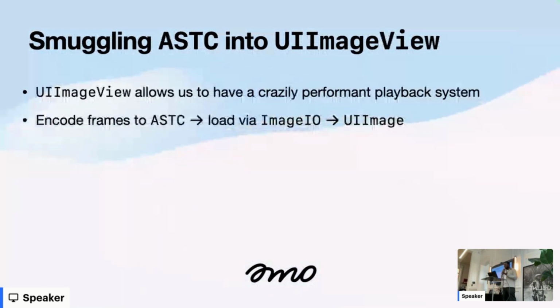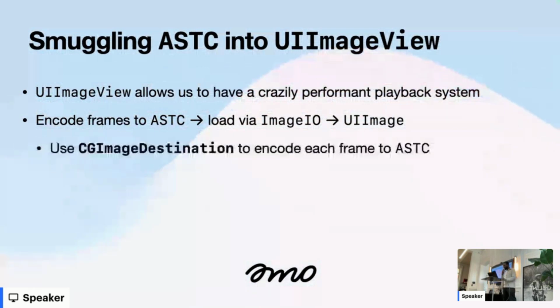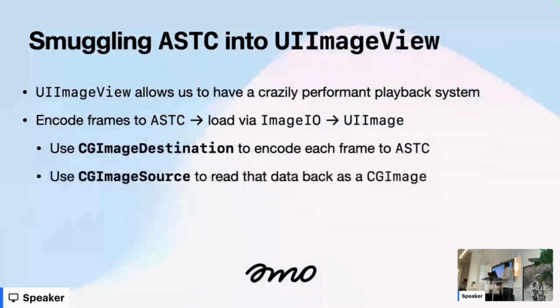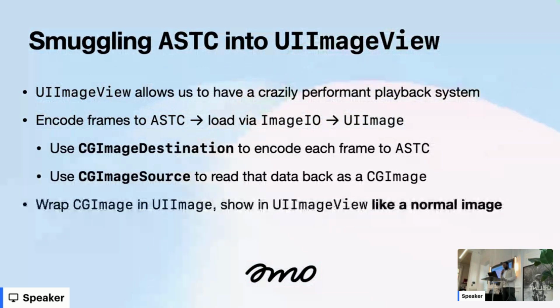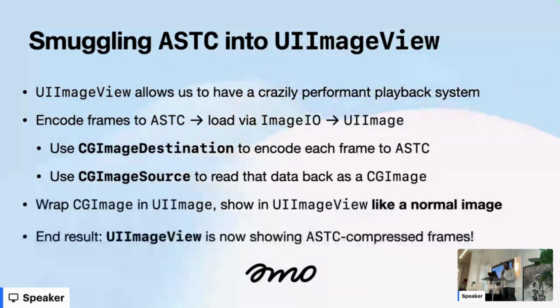So the idea is to encode each frame to ASTC, and then load the frame using Image I/O. It's a sub-framework of Core Graphics. And then with that, generate a CGImage that will be the backing image of our UIImage, that will be displayed by the UIImage. I won't go into the details, but that's basically what we managed to do. So the end result is that the UIImage is now showing ASTC compressed frames.